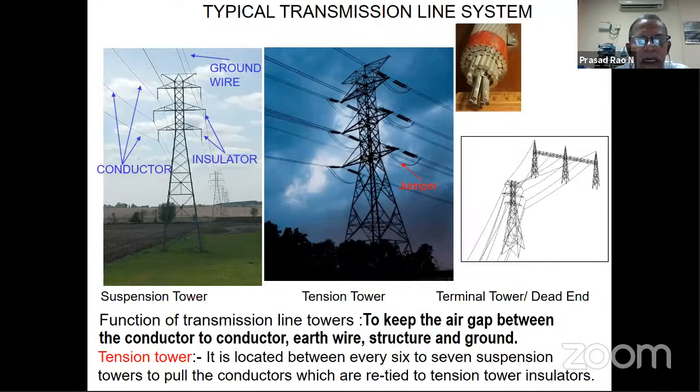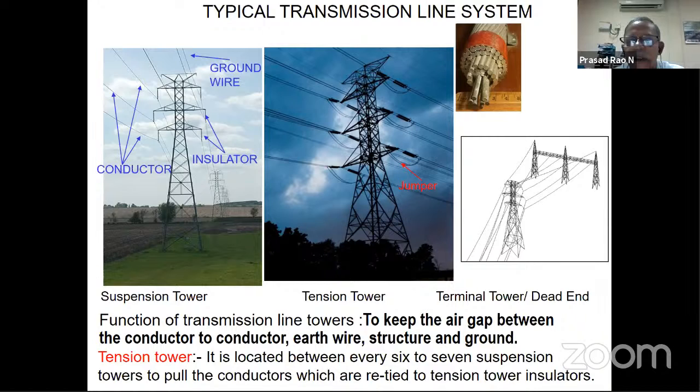That will be stronger when compared to the suspension tower. That will stop the failure propagation beyond that tower. So for every 10 towers, there will be one anti-cascading tower, which we call a tension tower. Then we have the terminal tower. Once you come to the utility center, there we have to terminate the line. We have the line on one side only, the conductor; on the other side, it will be going to the substation. There the voltage will be reduced and it will be distributed to the distributors.